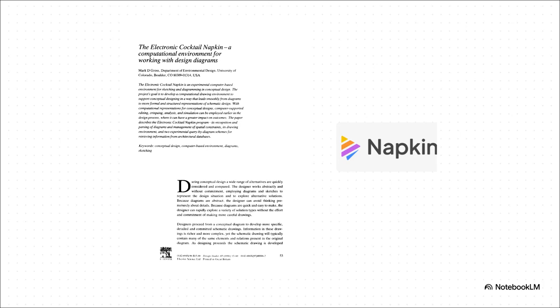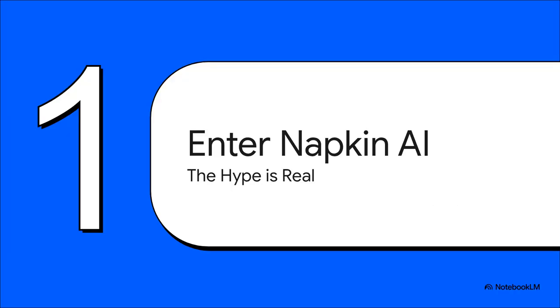And what's so wild is that this core idea, this dream of an electronic cocktail napkin, is not new at all. I mean, we're talking about a concept from a paper published back in 1996. The dream of just sketching out ideas on a computer super intuitively. But it's only now, with all the crazy advances in generative AI, that this dream is finally becoming a reality for everyone. And that reality is called Napkin AI.